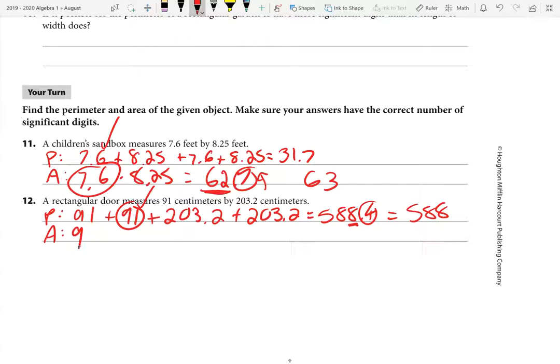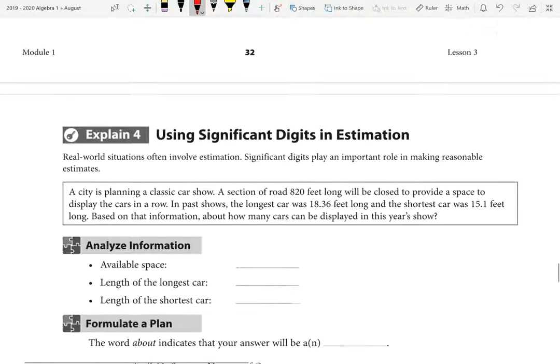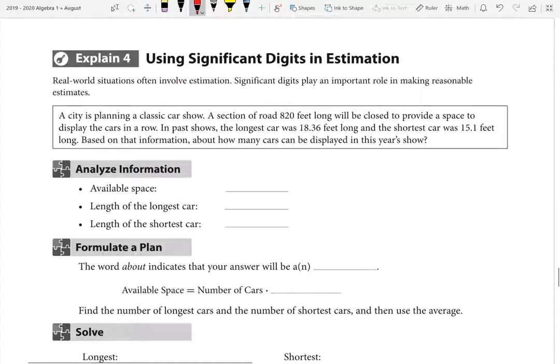For area on number 12, we do length times width, 91 times 203.2, and our area is 18,491.2. Now again, our least precise number is 91, and that has 2 significant digits, so our answer should have 2 significant digits, which means we should stop here and round the rest. Because the 4 is there, it will round down, so our answer will just round to 18,000. Very imprecise, but it's the way the world works with significant digits.